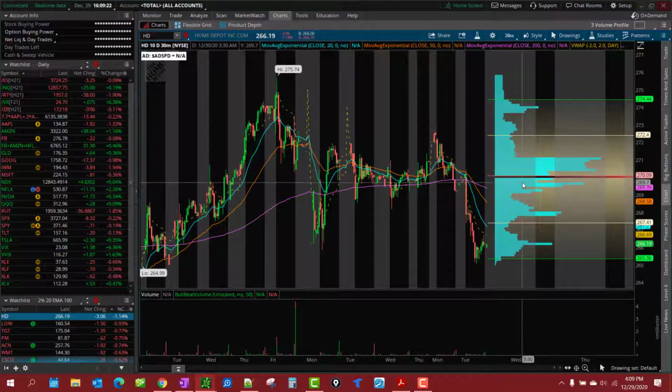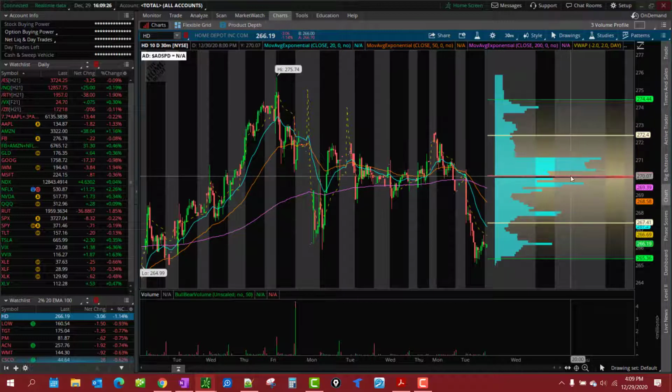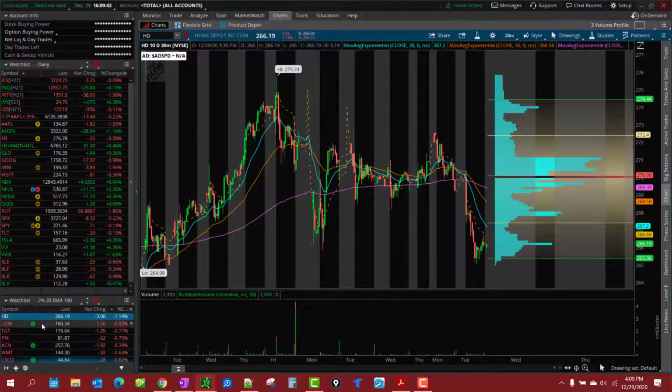Because the probabilities are this thing is going to go back up to at least the point of control. Possibly just move on to the other side. It often does that, often moves from one extreme to the other. But point of control is going to be my target. So tomorrow, got to put on Home Depot.